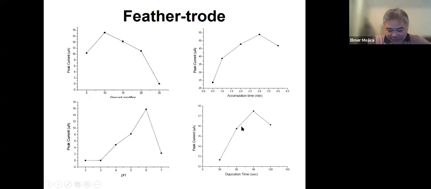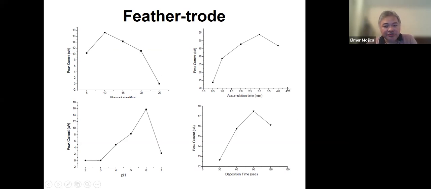And then my students optimize the condition, yung percent modifier. So as you could see here, as the amount of modifier increases, the signal that you get decreases. Now the main reason to this is yung saturation point. So we just want to determine at what concentration we can get the maximum signal. So it's just 10%.